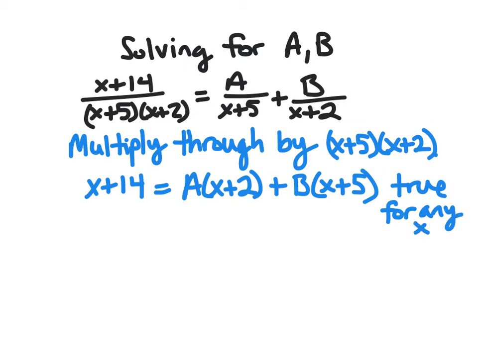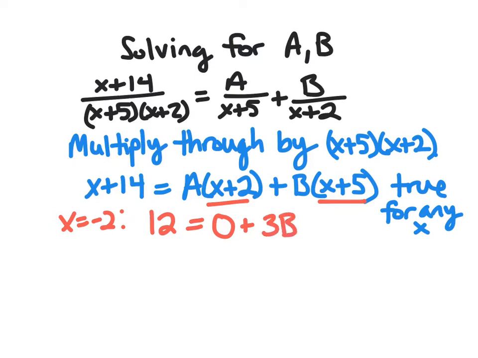If we want to solve for a or solve for b, the easiest way to do it is to make one of these two pieces 0 so that one of them disappears and we can solve for the other. So we look at the roots: if x is negative 2, what does this statement say? It says that negative 2 plus 14, or 12, is, well, this goes away, because x plus 2 is 0 if x is negative 2, plus b times 3, or 3b. Well, 3b equals 12, this means b is 4.